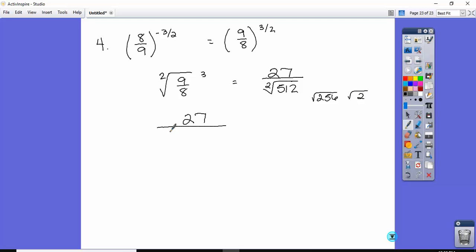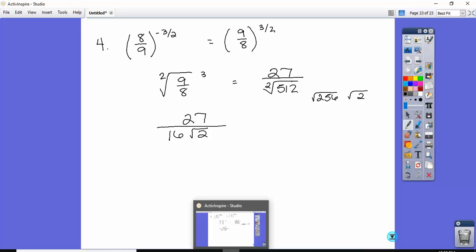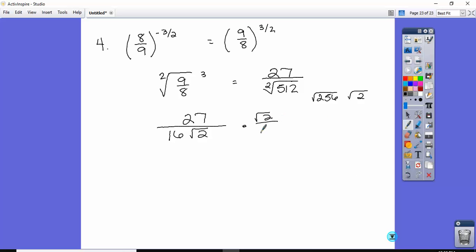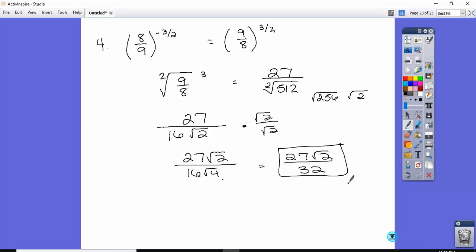Square root of 256 is 16. Radical 2. Is this okay for my final answer? No, can't leave radical on the bottom, so multiply by radical 2 on top and bottom. Square root of 4 is 2 times 16 gives me 32. So we have 27 radical 2 over 32.